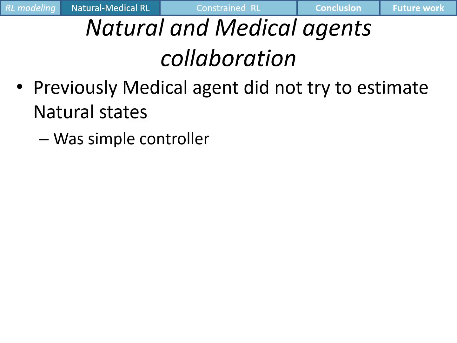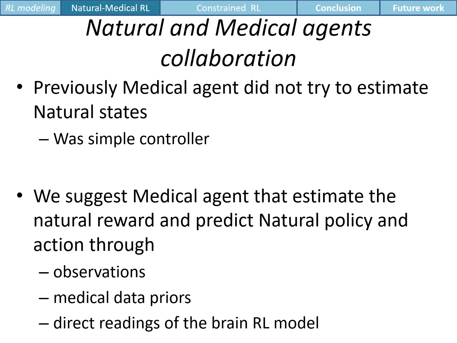Previously, a medical agent did not try to estimate the natural state. It was just a simple controller. We suggest in this work that the medical agent estimates the natural reward and predicts the natural policy and action through observation, through medical data priors, and direct reading, if it is available, of the brain of the reinforcement learning model.